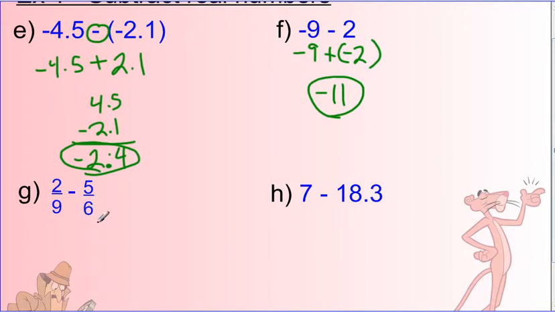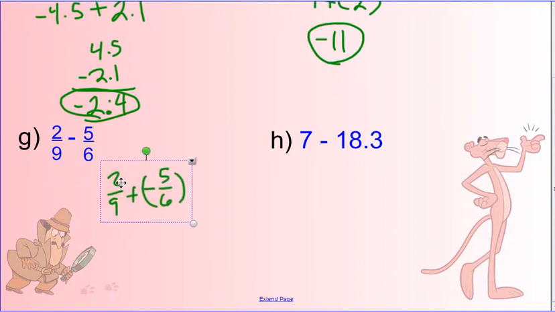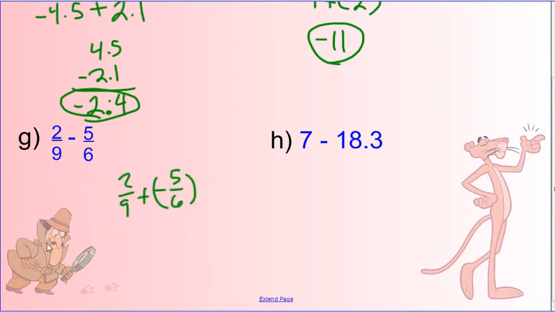Letter G, we have to have common denominators, but before we do that, let's do our KFC. So 2/9 plus a negative 5/6. The signs are different. We need to subtract. I'm going to move this over just a little bit. There. Get out of Inspector Clouseau's head over there.